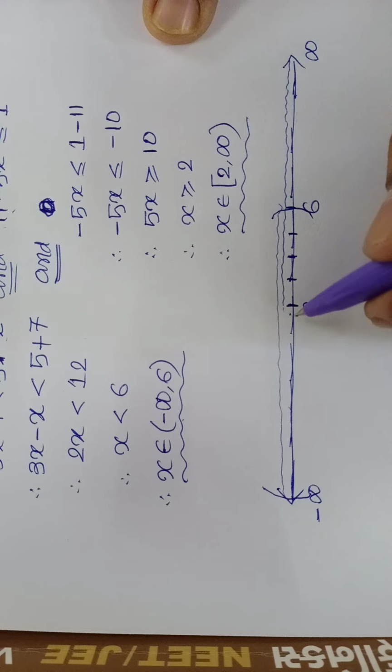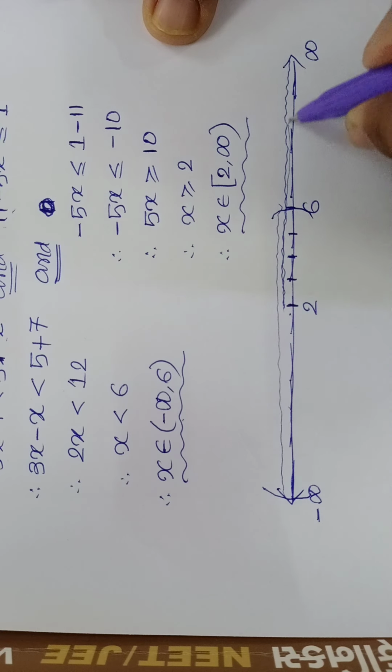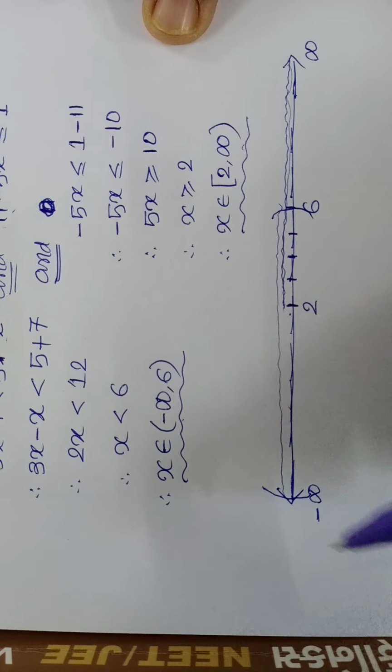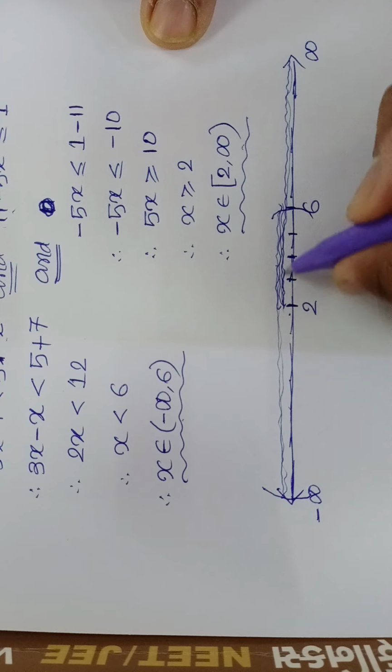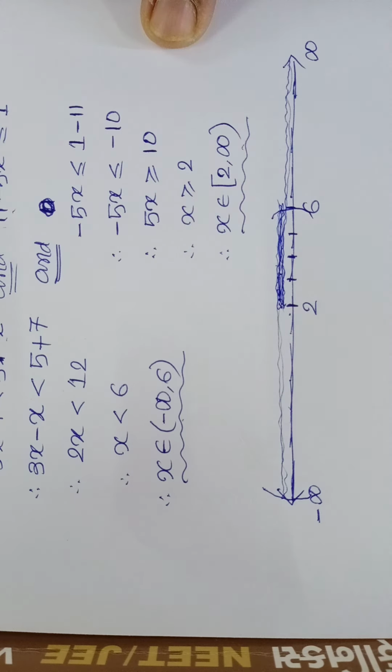2 to infinity. I repeat once again, 2 to infinity is this. Minus infinity to 6 is this. What about the common part in both? Yes, here is the common portion. See, my friend, this is the common portion in both solution sets.